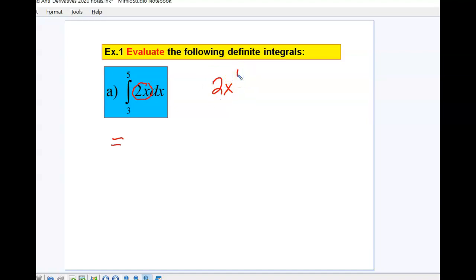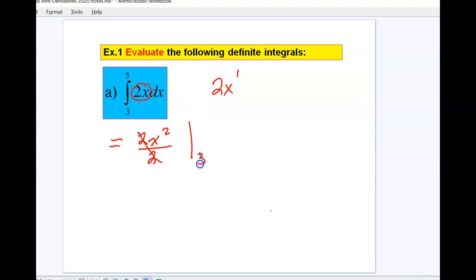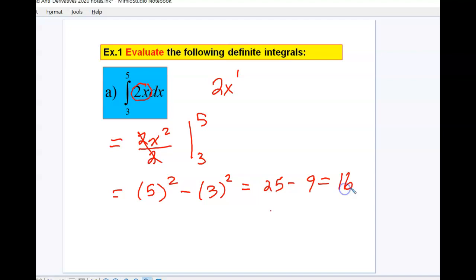And to find this integral, we add 1 to the exponent and divide by the new exponent. Well, if I add 1 to the exponent, it becomes x squared. I still have my 2, and then I have to divide by the new exponent, so the 2's are going to cancel. And I'm evaluating this from 3 to 5. So this really means I plug 5 in, my upper limit, and then I plug in my lower limit. So then I just do the math here, and this integral is going to equal 16.